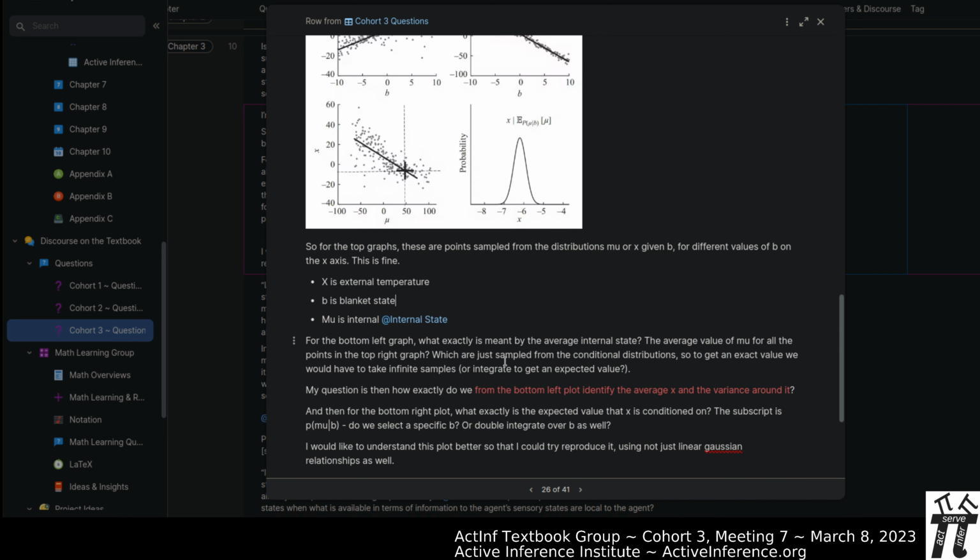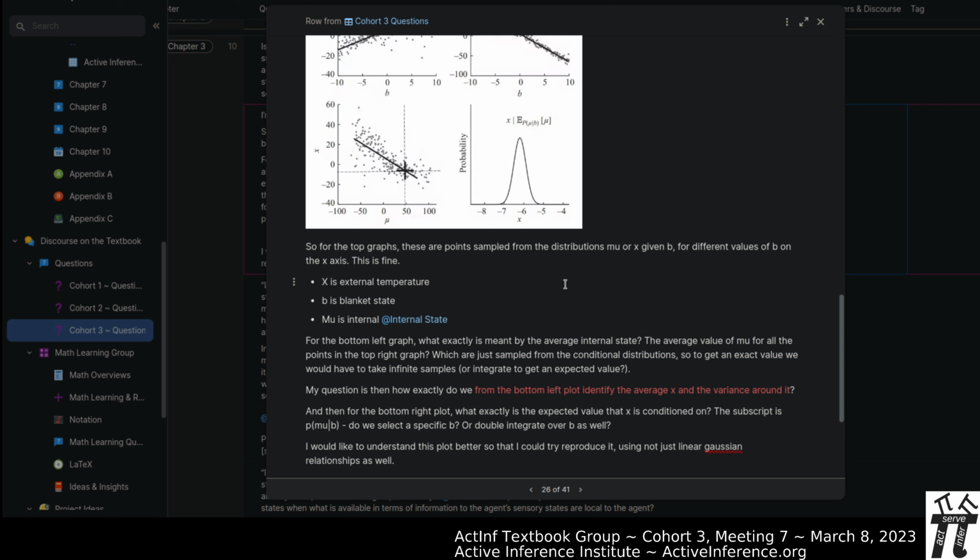And then indeed the bottom left, I think, also makes some sense, in that you can take some particular b, and you can say what's the distribution in both mu and x over b, and that will give you this graph for any particular value of b. I think for me, the confusion lies in the bottom right plot, which is written as the expectation where the distribution is over mu given b.